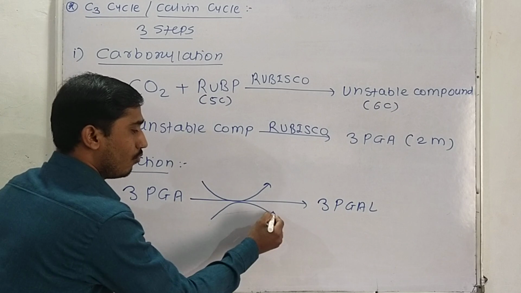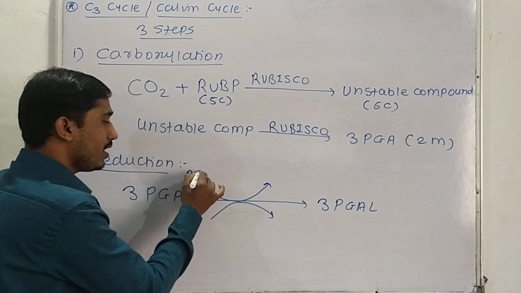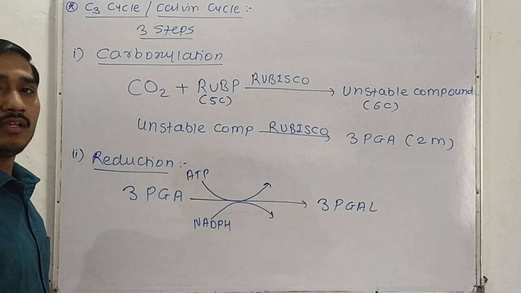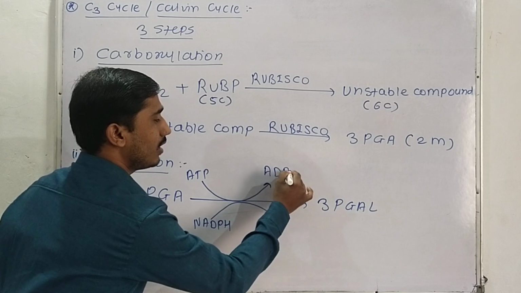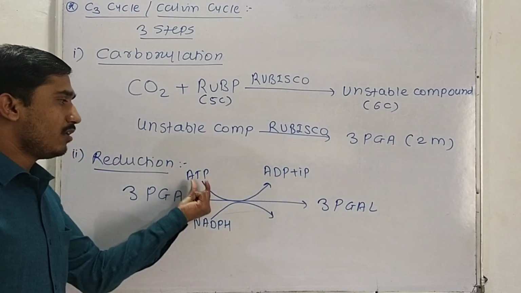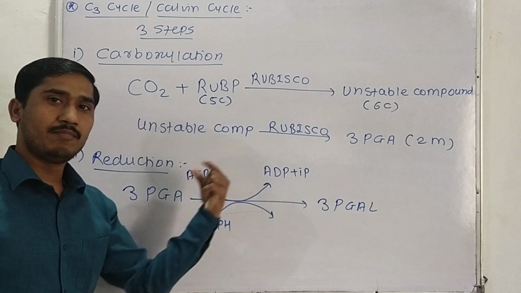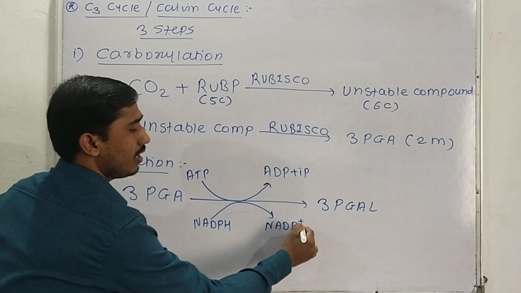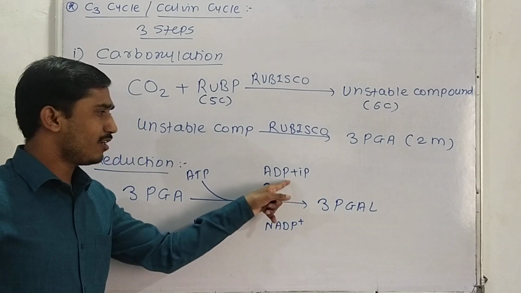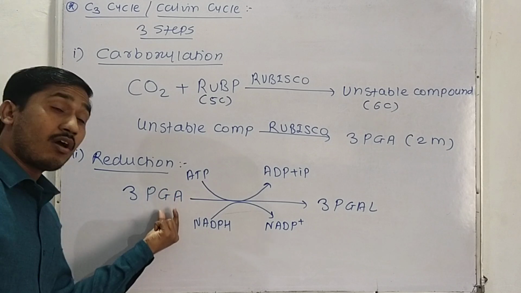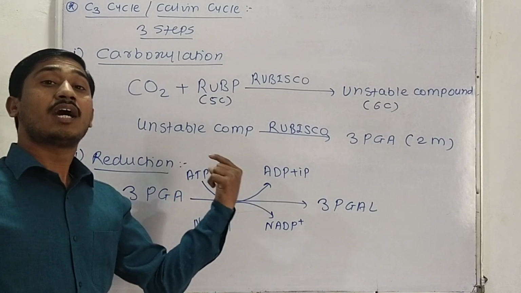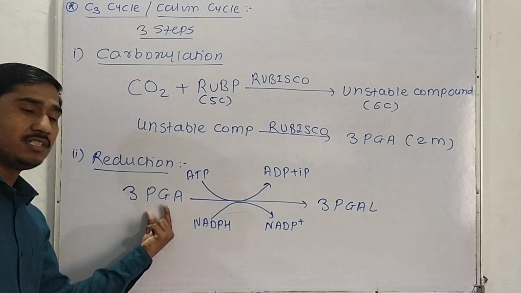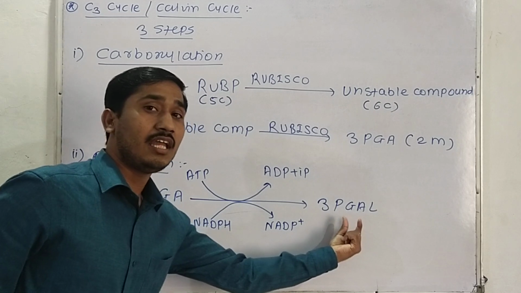So which reducing power? ATP and NADPH. The plant will use ATP and it will produce ADP plus IP. All of you know, after utilization of ATP, there is the formation of ADP plus IP. And from NADPH, the plant will produce NADP. We don't care about this actually. We want to know, for the reduction purpose, which molecules are utilized by PGA. So ATP and NADPH are used by PGA, and this PGA is reduced to PGAL.